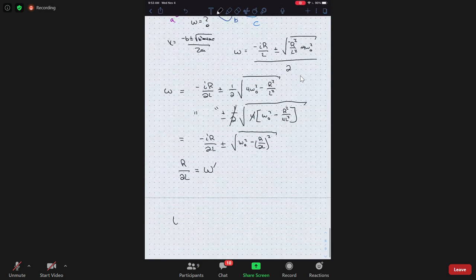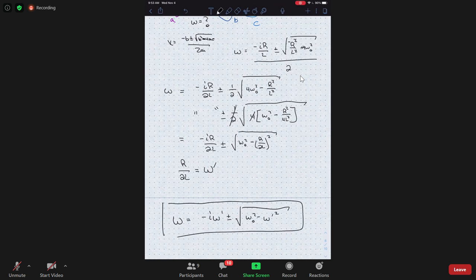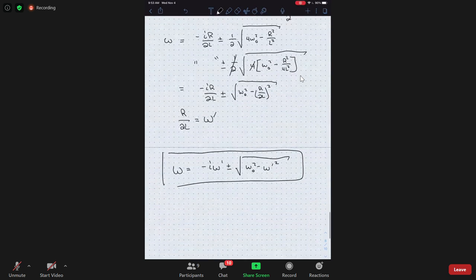So now, finally, I have this new omega equal to minus i omega prime plus or minus the square root of omega naught squared minus omega prime squared. So this whole frequency of oscillation is going to have some oscillatory term and some damping term. This is our damping term here, and this is our oscillatory term. And I'll show you what that means.